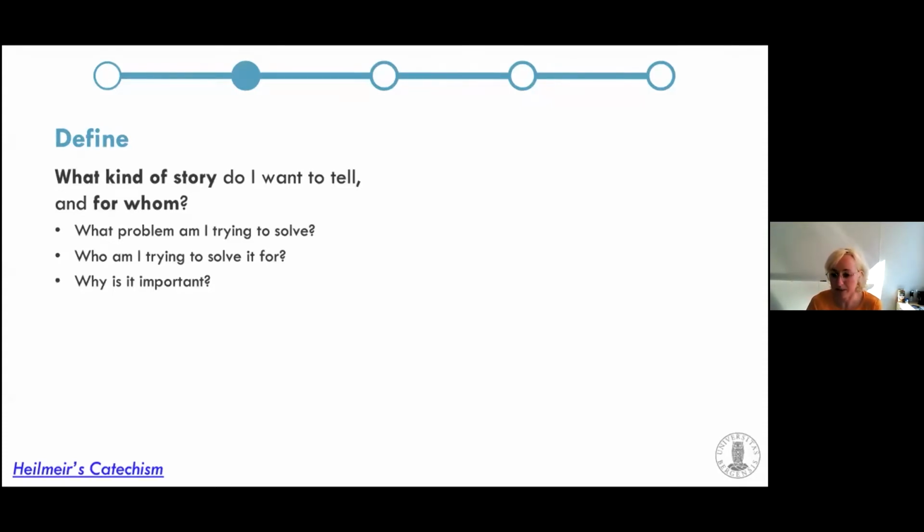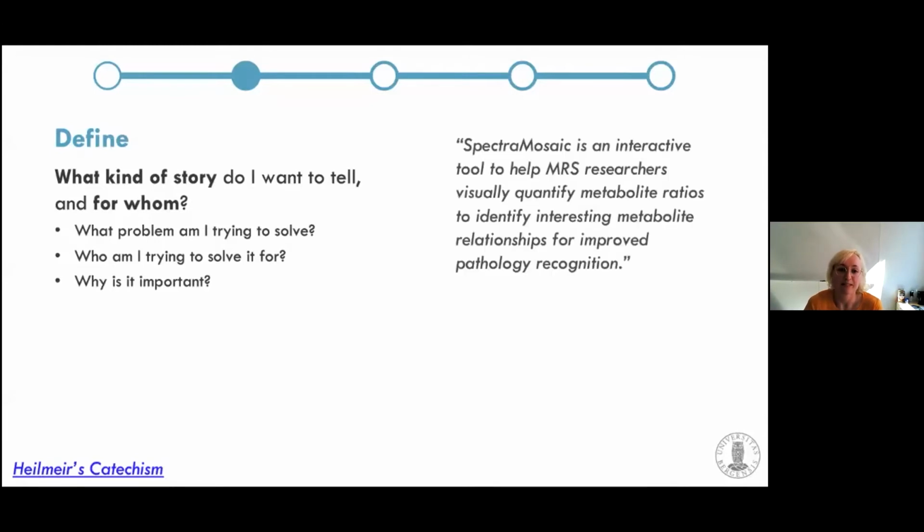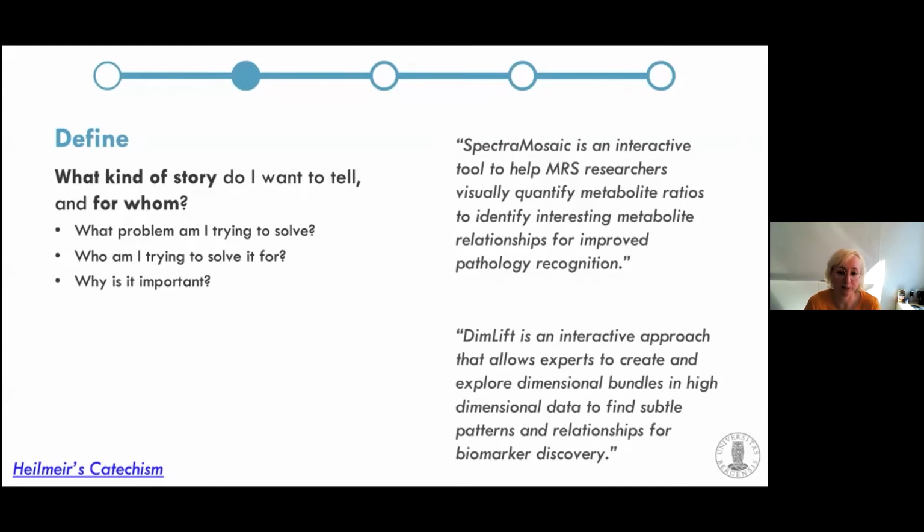So a couple of examples. Spectrum Mosaic is an interactive tool to help MRS researchers visually quantify metabolite ratios to identify interesting metabolite relationships for improved pathology recognition. Another example, DIMLIFT is an interactive approach that allows experts to create and explore dimensional bundles in high dimensional data to find subtle patterns and relationships for biomarker discovery.